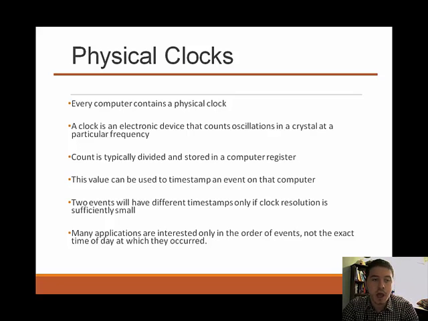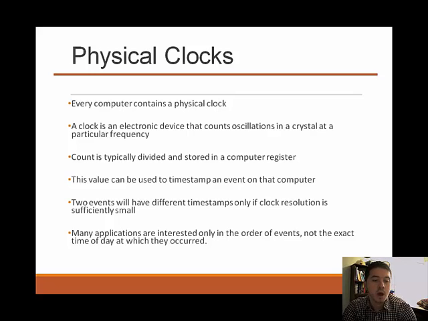As it's been done until now, distributed systems or local systems use physical clocks. What is a physical clock, though? A physical clock is an electronic device that counts oscillations in a crystal at a particular frequency. Every computer, as we said, contains a physical clock because in order for them to operate, they should be able to have this clock ticking. The count is typically divided and stored in a computer register, while this value is used to timestamp events in that computer.